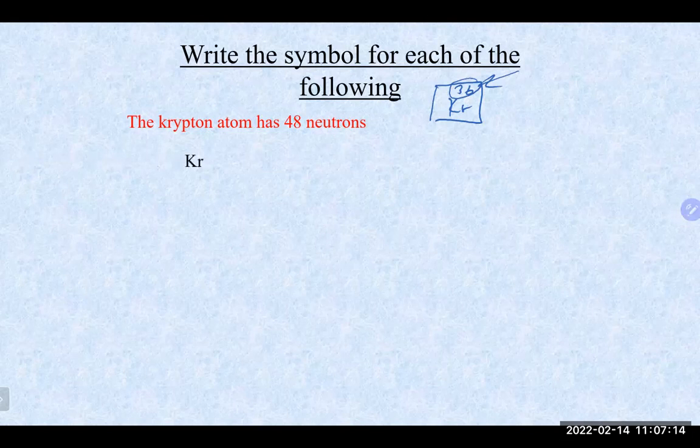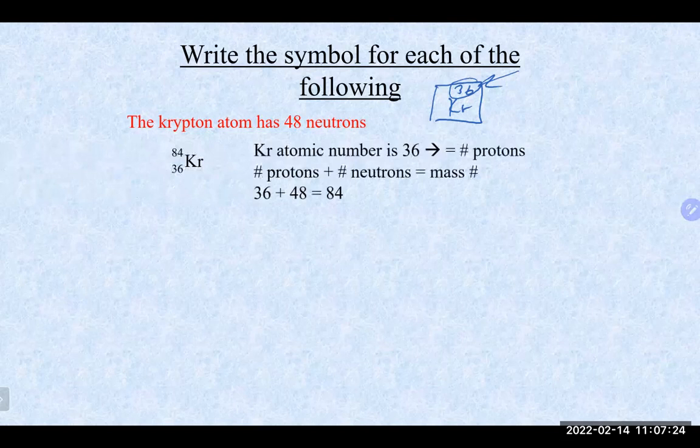And that means our mass number would be 36 plus 48. That should go up there on top for an 84. And we should have a symbol that looks something like this guy right here. Any questions on that one there? All right.